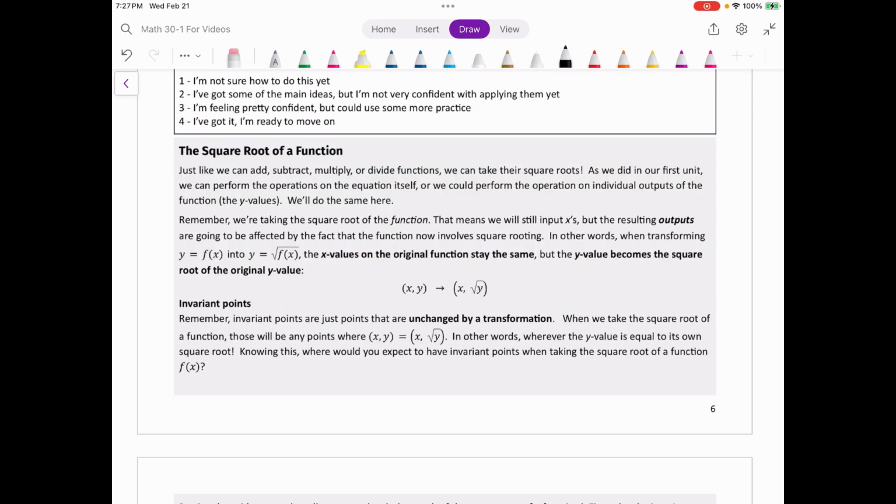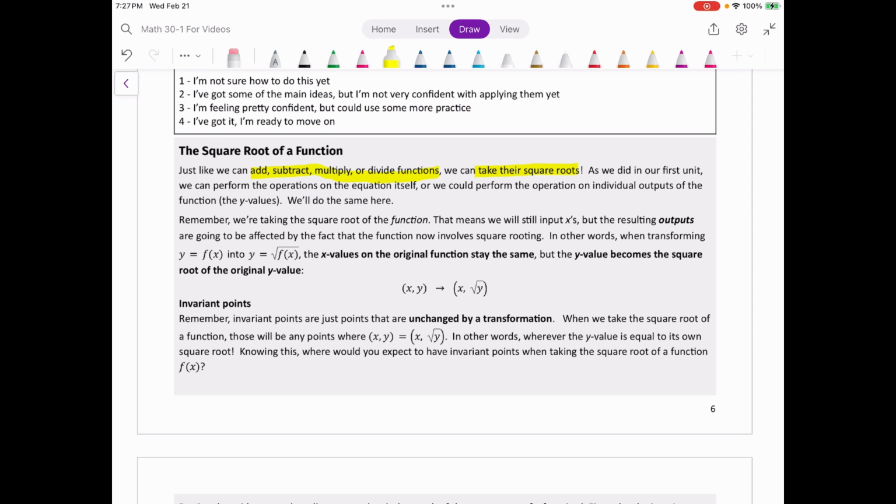All right, so what is the square root of a function? Well, are you ready to have your mind blown? It's when we take the square root of a function. Just like we can add, subtract, multiply, or divide functions, just like we did in Unit 1, we did all of those operations with functions, right? Added them together, subtracted them, divided them, all of that fun stuff. We can also take the square root of a function. We literally take the square root of the function's equation, and that's what we're doing. We're square rooting a function.